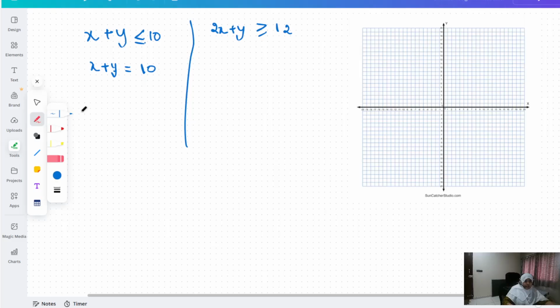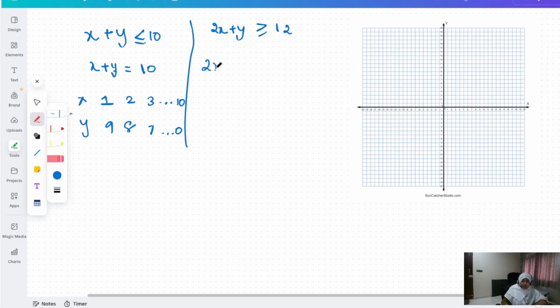We will substitute some values for x and y. I'll take x as 1, then my y value will be 9. X is 2, my y value will be 8. X is 3, y value will be 7. So it goes on like this. When my x value is 10, then the y value becomes 0. I'm just allotting values to plot on the graph.